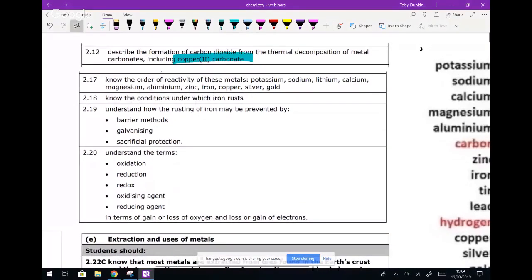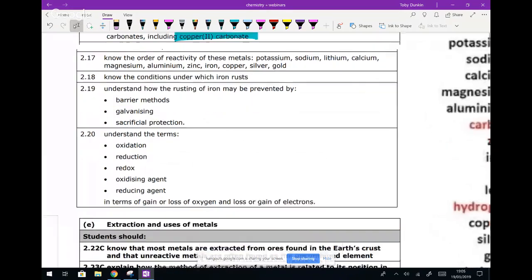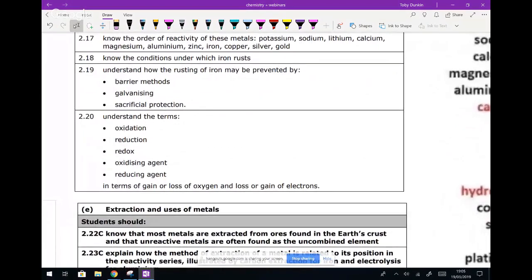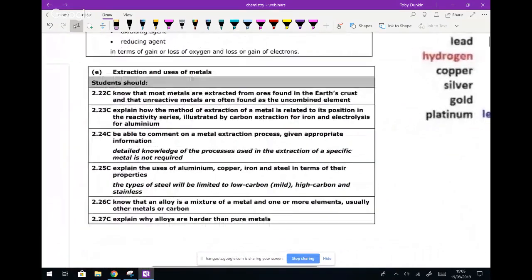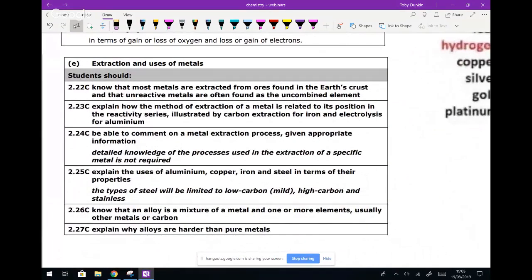Then we're going to drop into the reactivity in order of metals, conditions required for rusting, and then onto preventing rusting. So barriers, painting, oil, galvanizing, sacrificial protection, zinc in particular, and magnesium. Understanding the terms oxidation, reduction, redox, oxidizing agent, reducing agent, in terms of oxygen and electrons. And then it drops into the main key area of your specification.